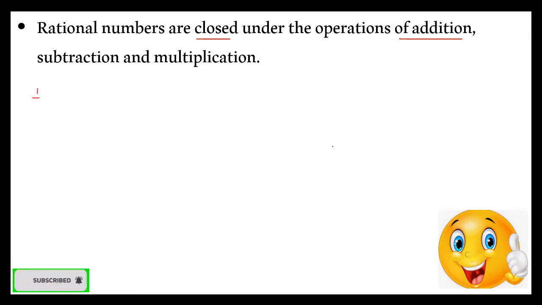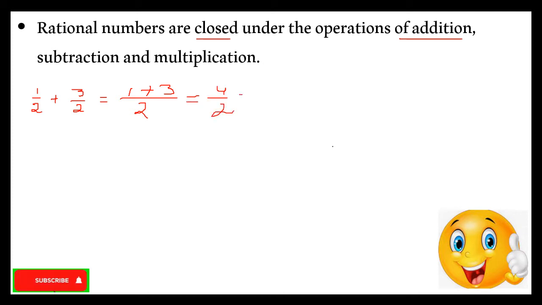Suppose we take two rational numbers, 1 by 2 plus 3 by 2. These are the two rational numbers and you are going to add them. The addition is 1 plus 3, that means 4 by 2, and the result is 2. So we say the value 2 is a rational number because we can write 2 as 2 upon 1. So the result of the addition of two rational numbers is a rational number.